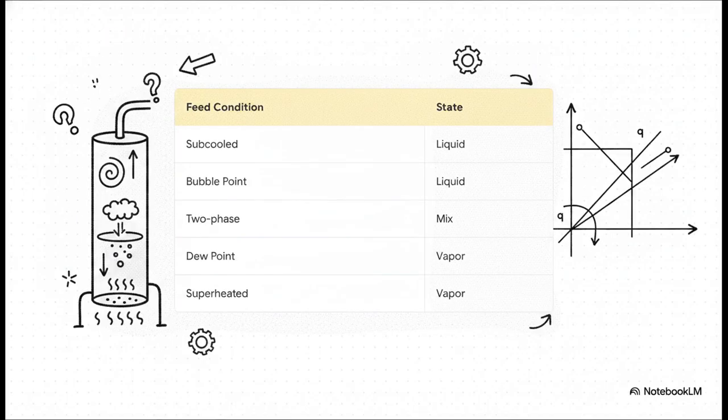Do yourself a favor and keep this breakdown locked in your mind for the exam. There are exactly 5 distinct physical states your feed can be in. You've got subcooled liquid, liquid at the bubble point, a 2-phase mixture, vapor at the dew point, and superheated vapor. Each one of these unique states will physically shift the slope of your Q line on your McCabe-Thiele diagram, and that, in turn, drastically changes exactly where your operating lines are going to intersect.